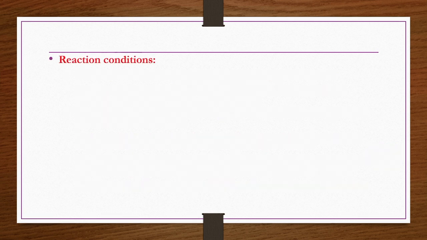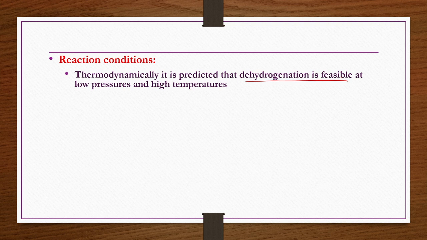Now we discuss reaction conditions. Thermodynamically, it has been found that dehydrogenation is feasible at low pressures and high temperature. Why dehydrogenation only? Because in the reforming process, when you do dehydrogenation of the cyclic components, you can get aromatics, for example methyl cyclohexane gives toluene, and toluene is the best option from the octane number point of view. That is why thermodynamics has been studied with respect to dehydrogenation, how to improve it, and it has been found that low pressures and high temperatures are better.